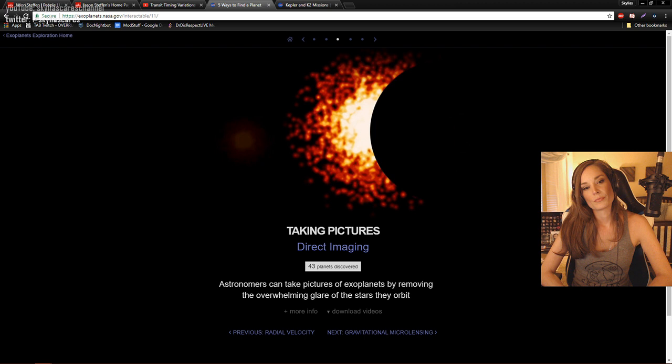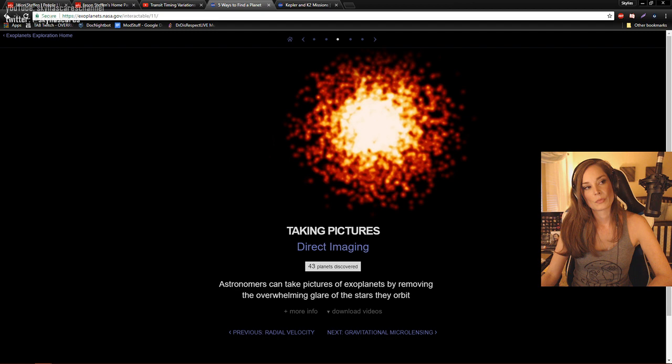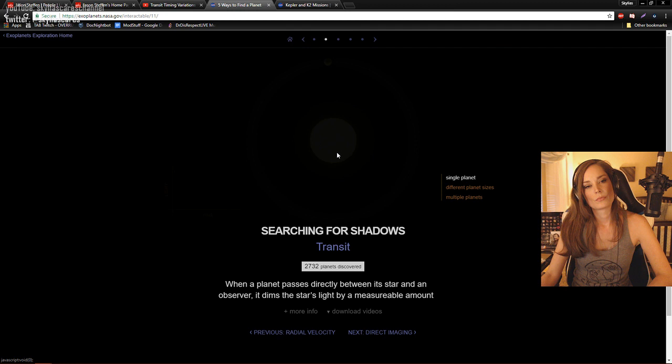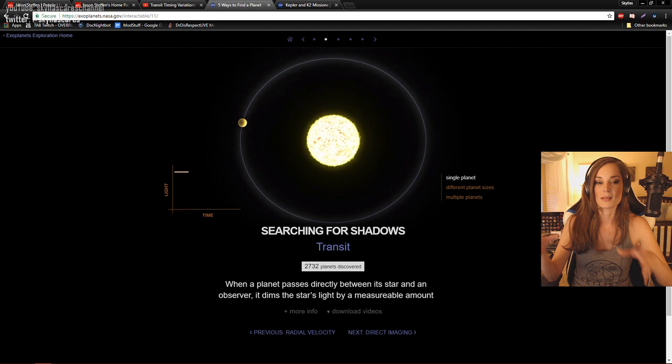What Kepler does is look for transits, which is when the planet itself passes in front of the star and blocks a portion of the star's light. And so the star gets dimmer as it blocks a portion of the light. Right. And so I'm showing the transit method now. It's the most common method, guys. This is how most of them are found.